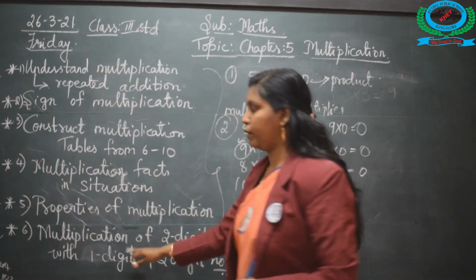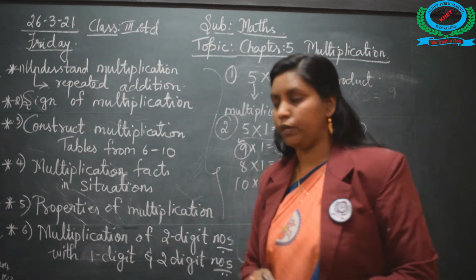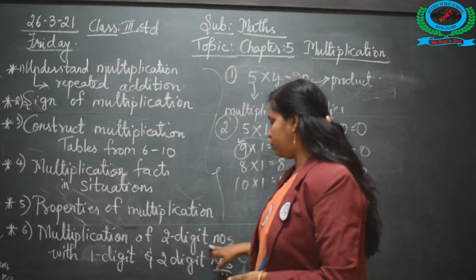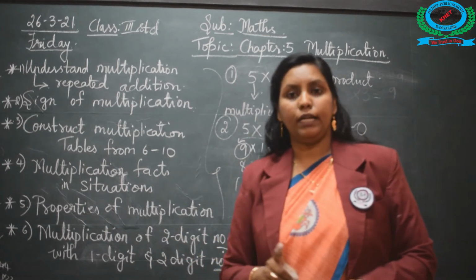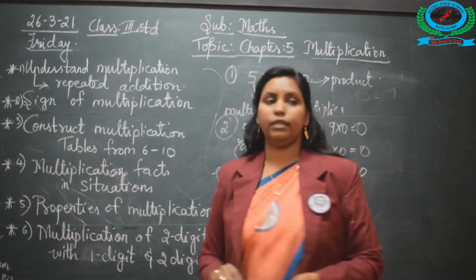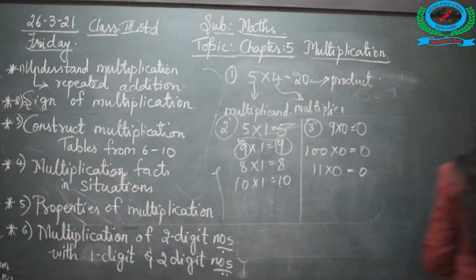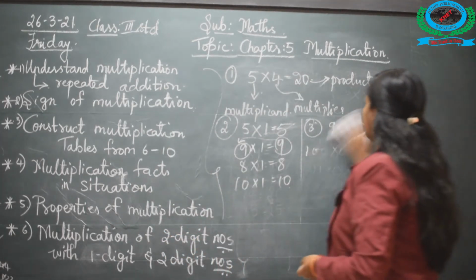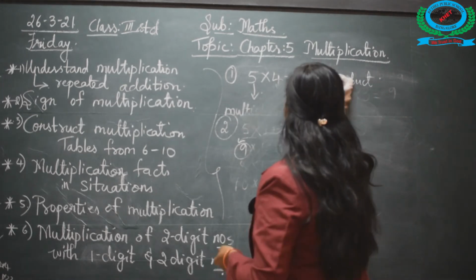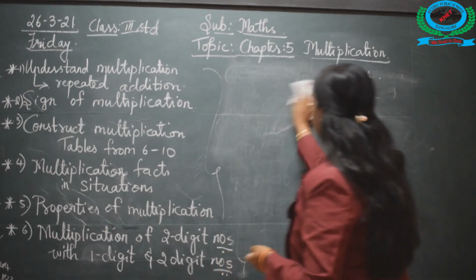Okay children, moving on to the sixth subunit, that is multiplication of two-digit numbers with one-digit and two-digit numbers respectively. Okay, so in that what happens? You are taking a two-digit number, right?